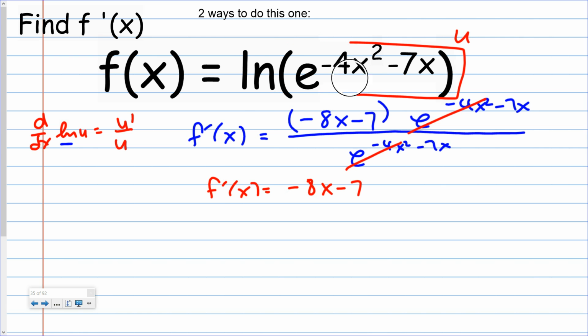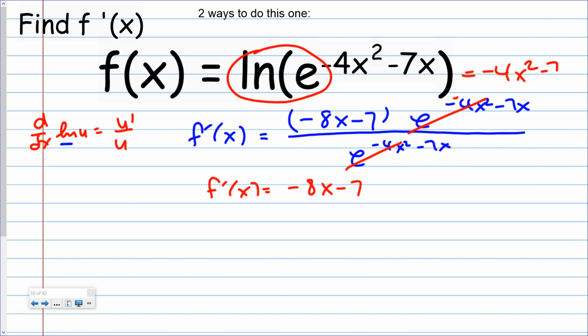Oh, what happens when you log a tree? Do you guys see the logging of a tree right here? What happens when you log a tree? The apple falls out, okay? But here's the thing, make sure: this is not the answer. The apple is not the answer because you want to take the derivative of it. What's the derivative of negative 4x squared minus 7x? Negative 8x minus 7.